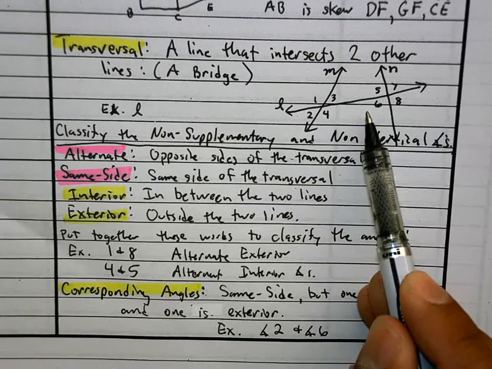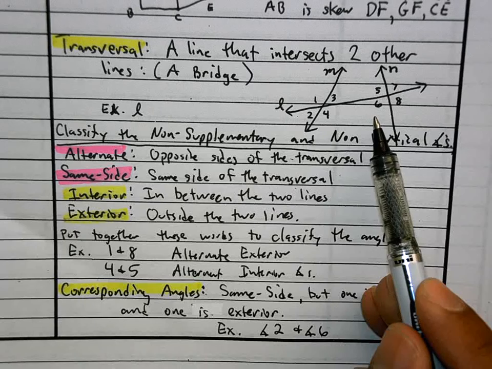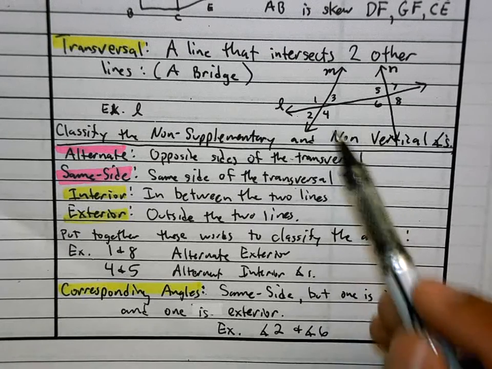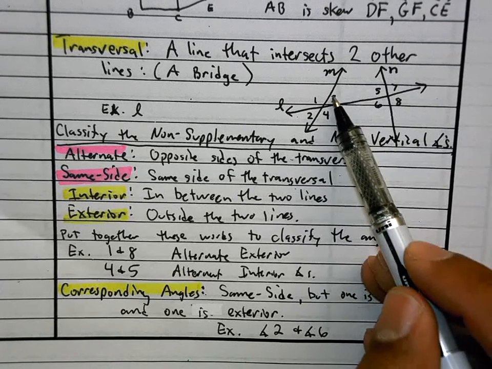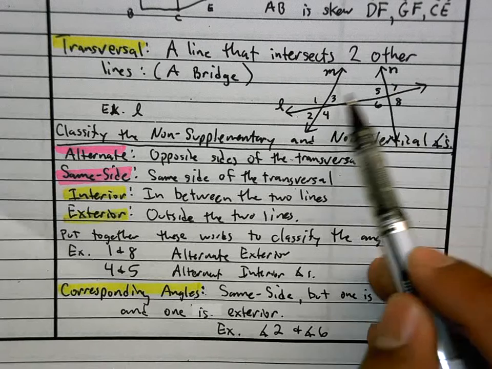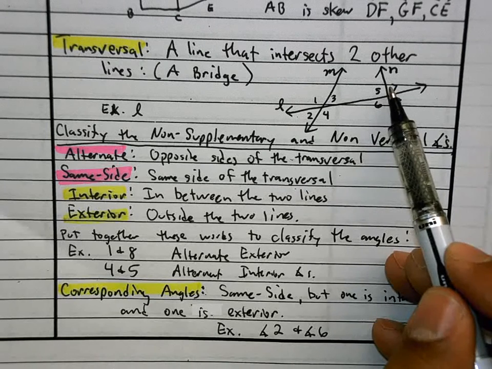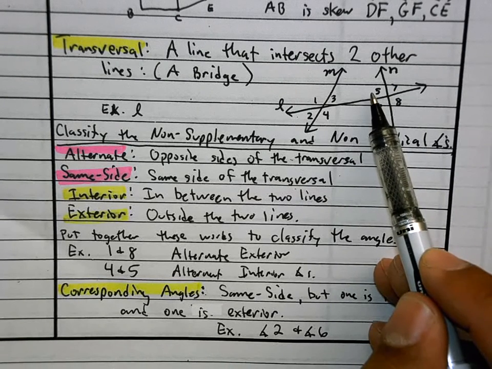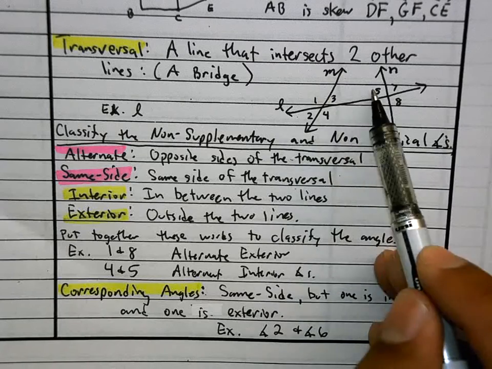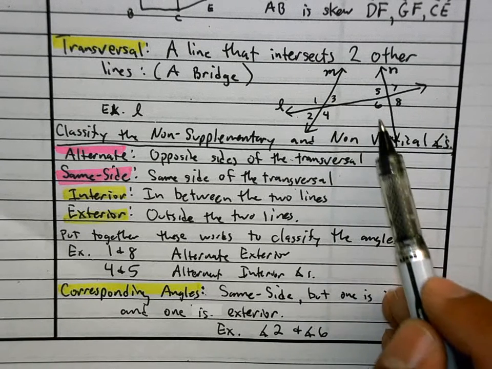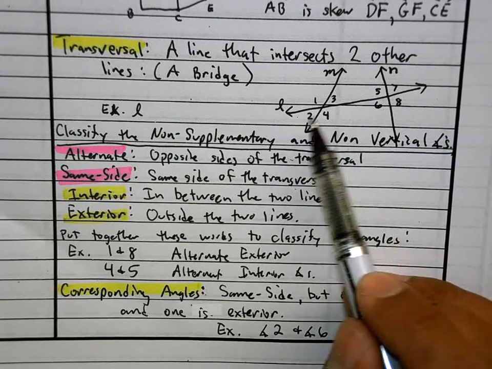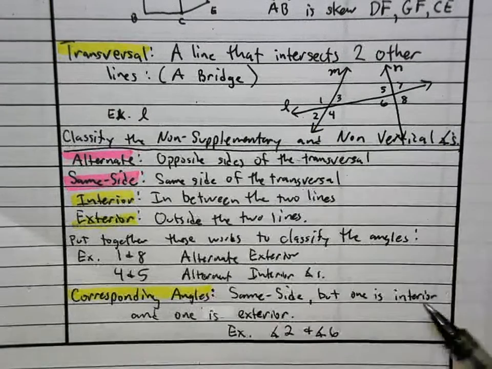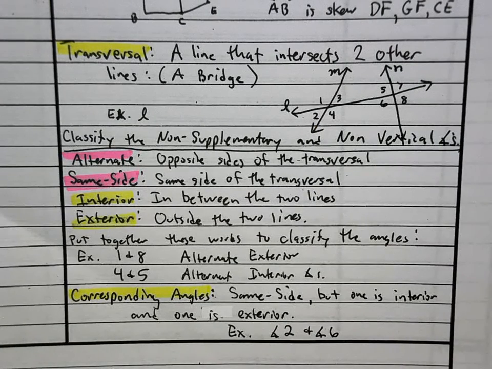There are other examples of corresponding angles if you want to know them. 3 and 7 are corresponding. 5 and 1 are corresponding. 6 and 2 are corresponding as well. Let's stop our notes right there.